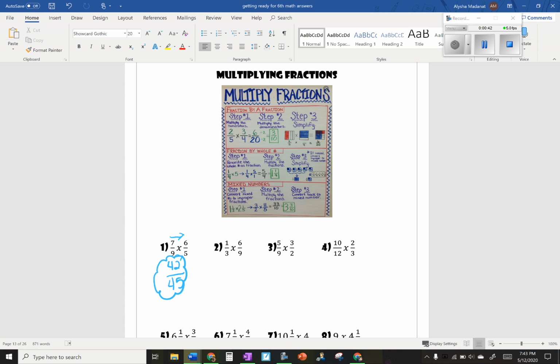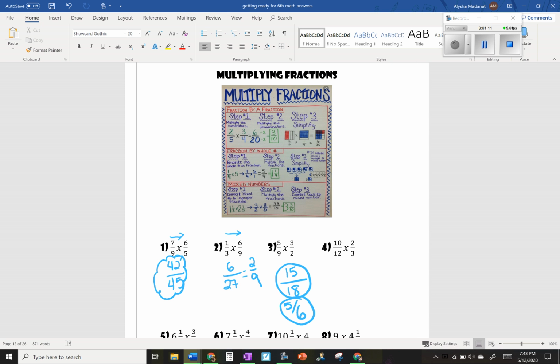Next, 1/3 times 6/9, number 2, so it would be 6 over 9 times 3 is 27. So that would be your first answer, but you can simplify both by 3, which would end up giving me 2 over 9. So that's going to be both answers for number 2. Number 3, you're going to do 5 times 3, which is 15, 9 times 2, which is 18. You can simplify both of those by 3, which is going to give us 5 over 6. So these are the two answers for number 3.